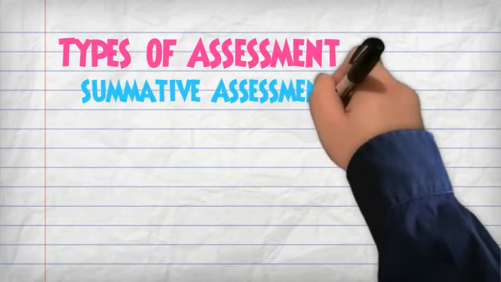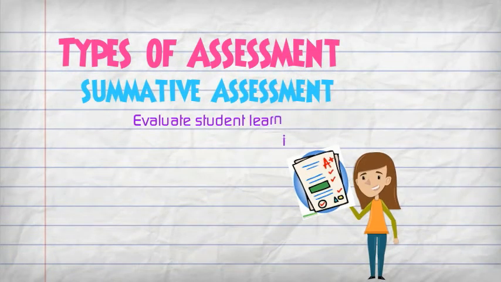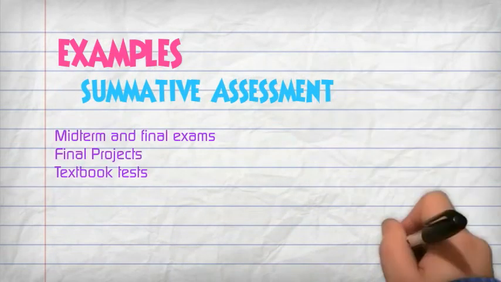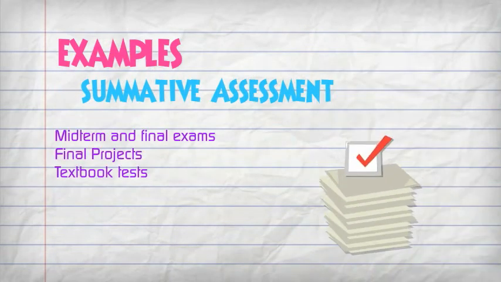The other type of assessment is summative assessment. Its goal is to evaluate students' learning at the end of a unit or course. It documents what students have learned as a result of a period of instruction. Some examples of summative assessments include a mid-term or a final exam, a final project, or a textbook test.